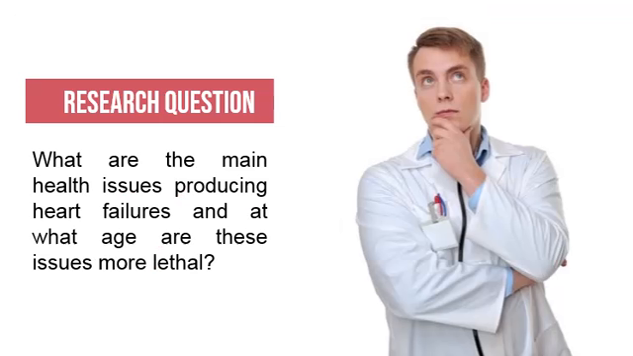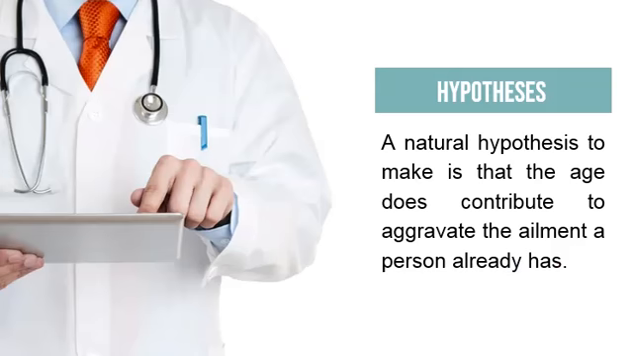Hence, my research question is, what are the main health issues producing heart failures and at what age are these issues more lethal? A natural hypothesis to make is that age does contribute to aggravate the ailment a person already has. Therefore, the obvious response variable for this model is going to be heart disease, a quantitative variable which takes only two values, 0 and 1. This variable represents whether a person has a heart disease or not.